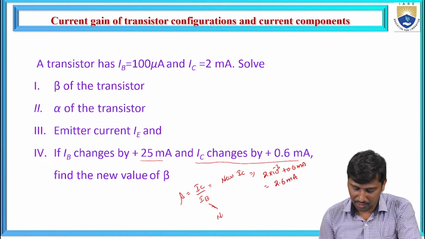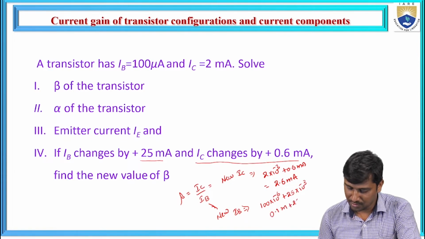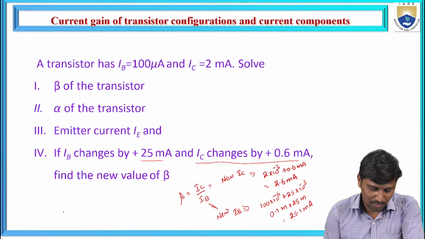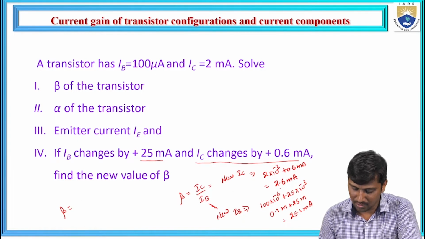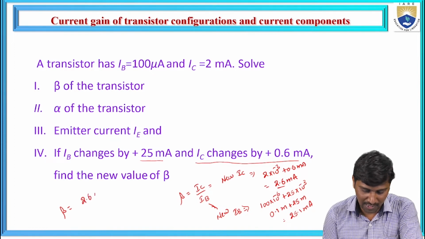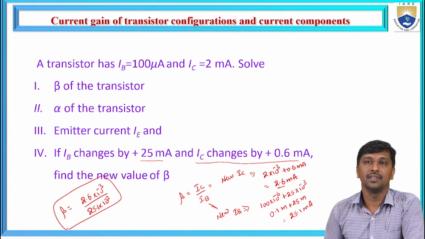Again, we need to calculate the new base current. The old base current value is 100 microamperes, and the change is 25 milliamperes. So this is 0.1 milli plus 25 milli, which means 25.1 milliamperes. Now calculate the new DC current gain of the transistor: the new IC value is 2.6 milliamperes divided by the new IB value of 25.1 milliamperes. Then you get the new DC current gain of the transistor.